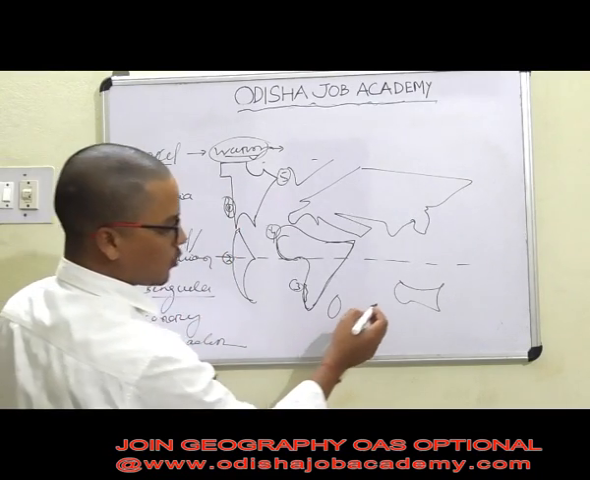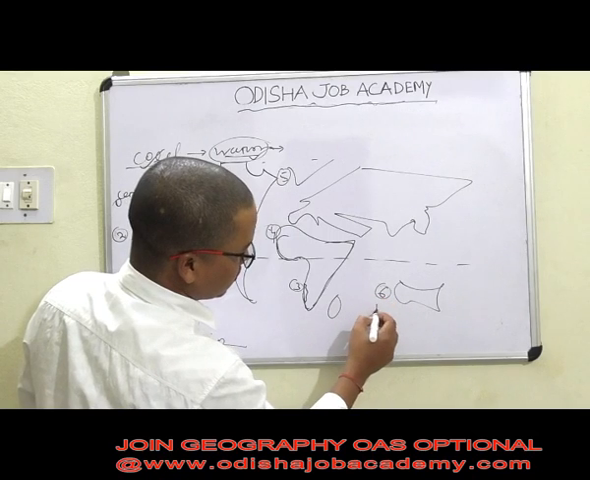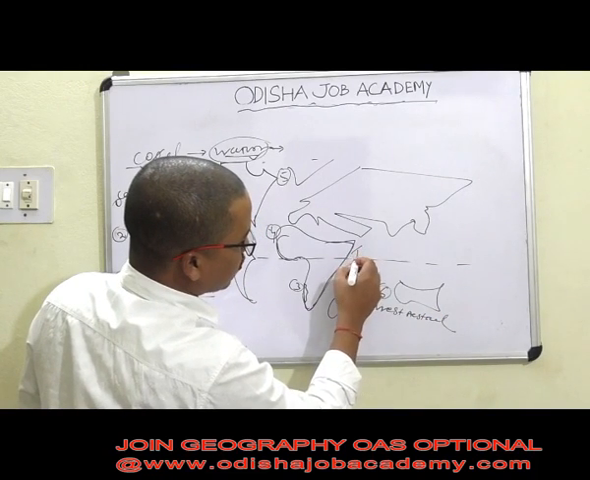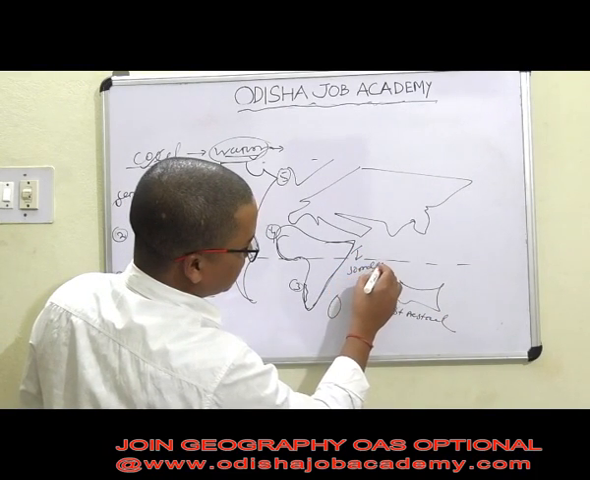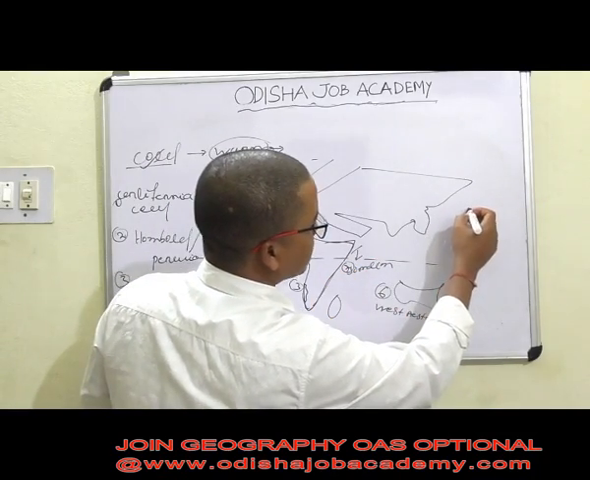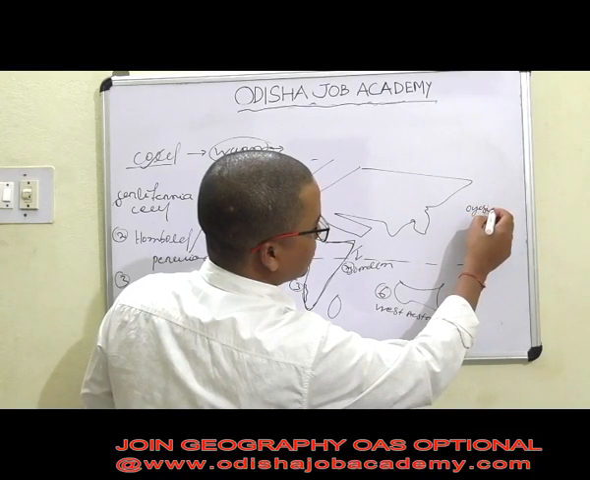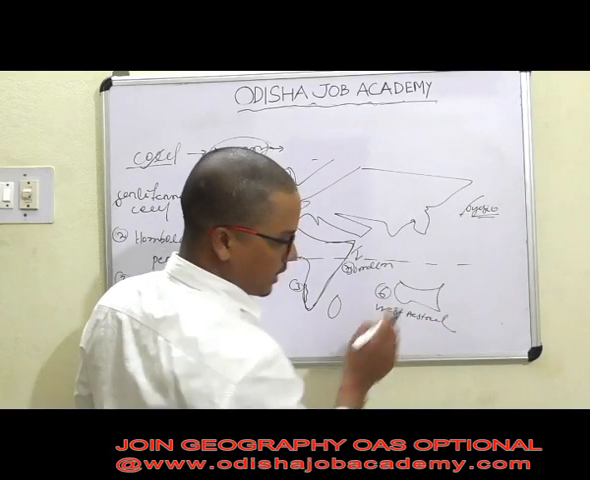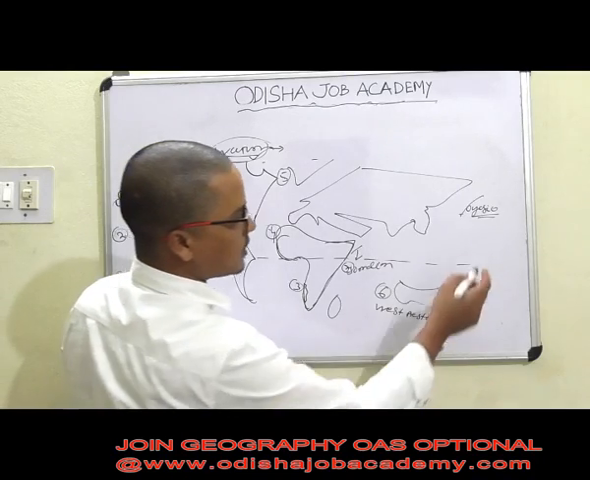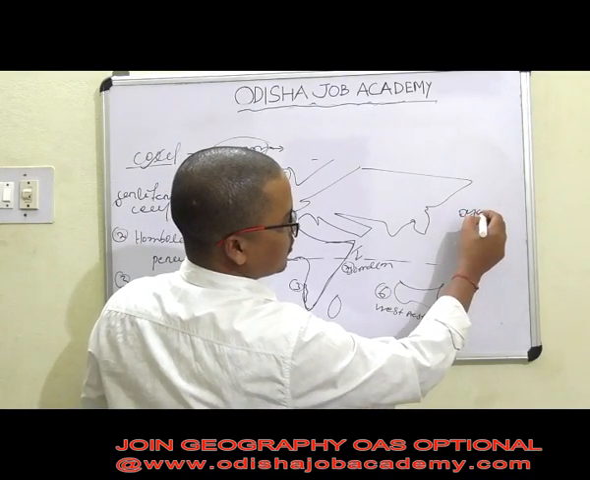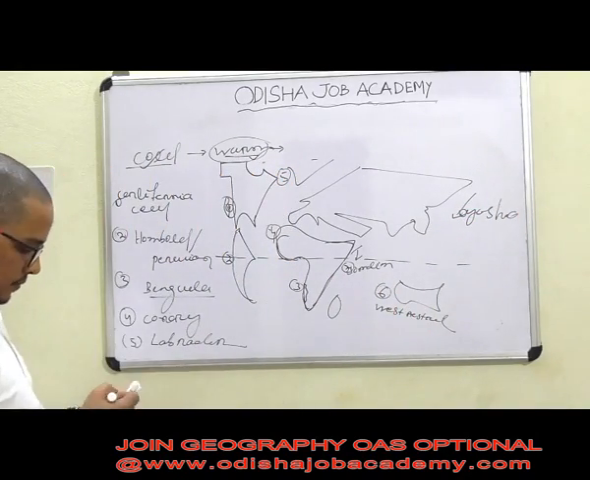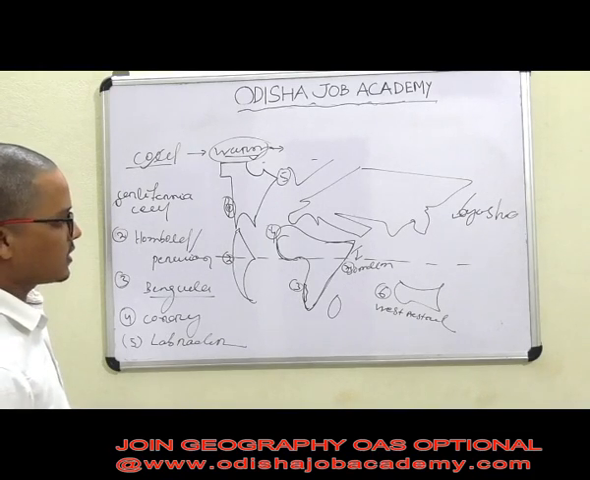Now comes the West Australian cold current. Then here the Somalian cold current, the seventh. Now comes Oyashio, the Oyashio cold current. So these are the cold currents found in the world.